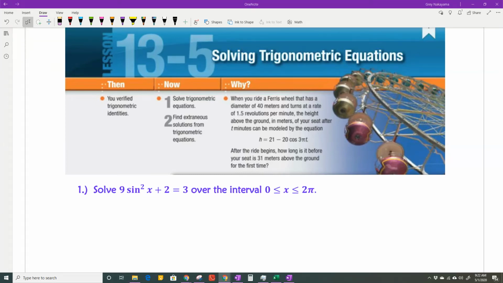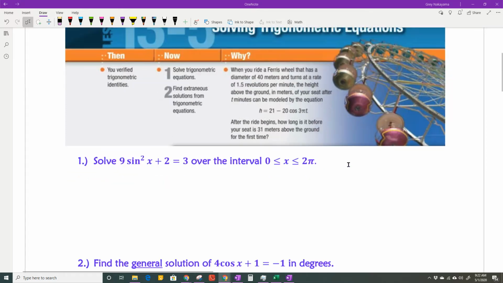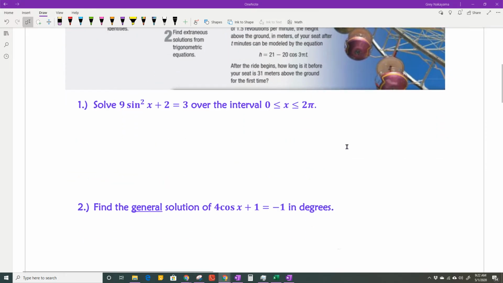Okay, today's lesson is 13-5, solving trigonometric equations. This is the last section of our trig chapter. Some of y'all might be thrilled, some of you might be sad, but we are going to take everything that we've learned over these last two chapters and make sure we can solve equations with them.